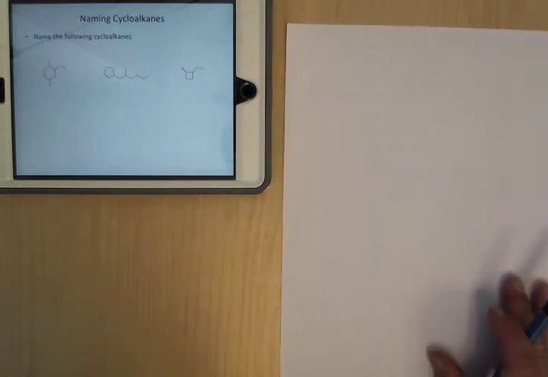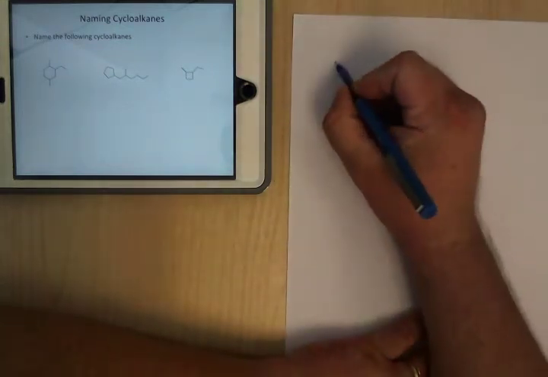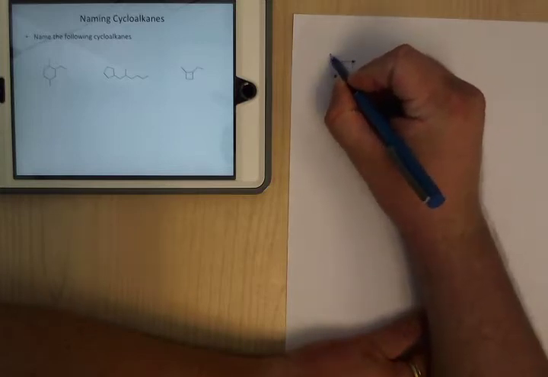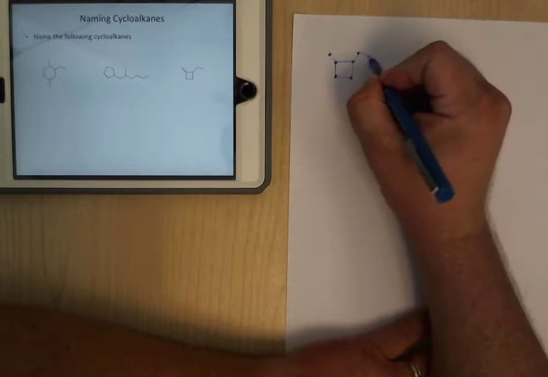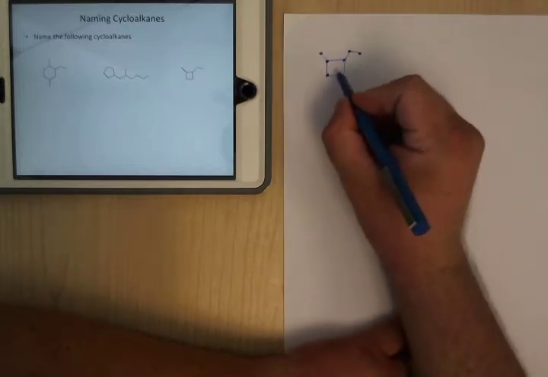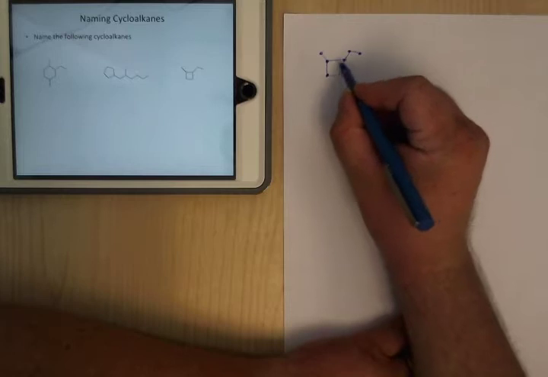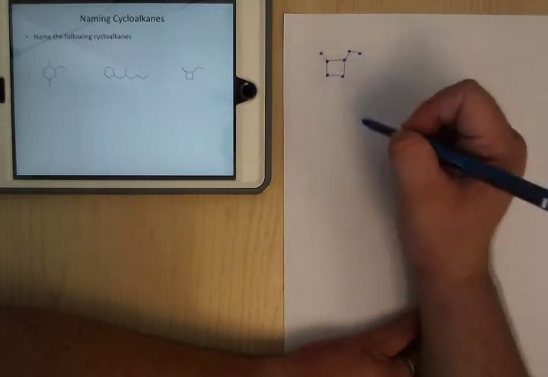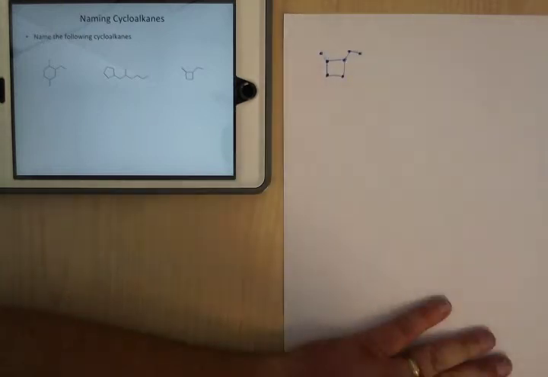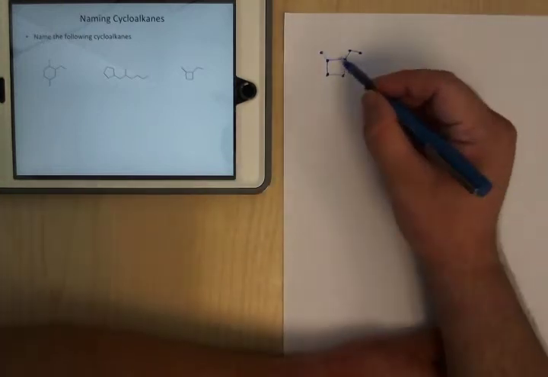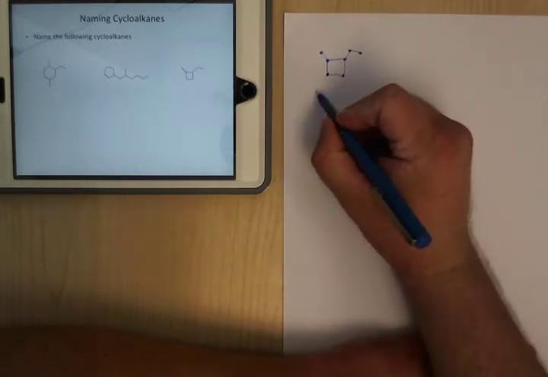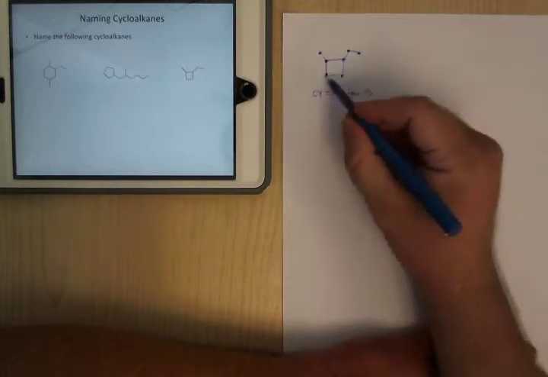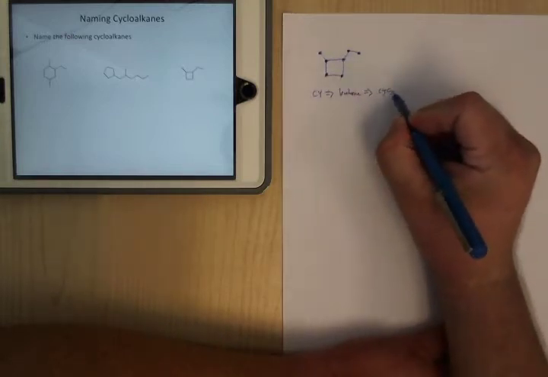Okay, so last example. Our ring here is 4, 1, 2, 3, 4. The longest straight chain is either 1 or 2. So the ring is larger than any of the straight chains, so that's going to be considered the main chain. It's 4 around, so normally that'd be butane, but to indicate that it's a ring, we're going to say it's cyclobutane.